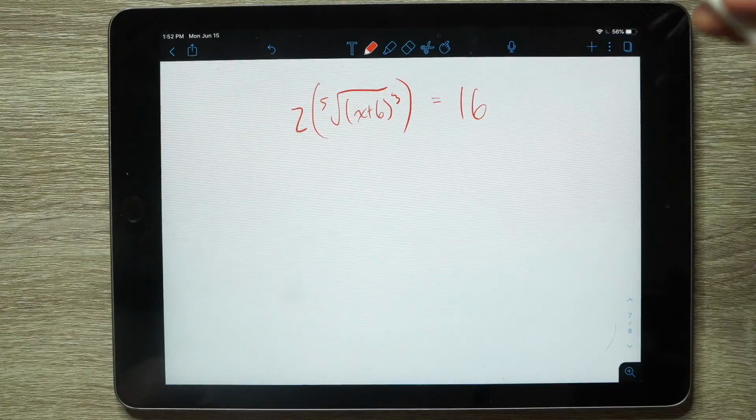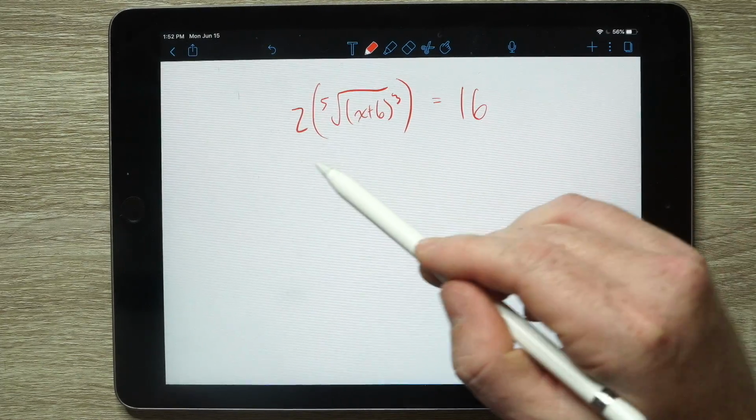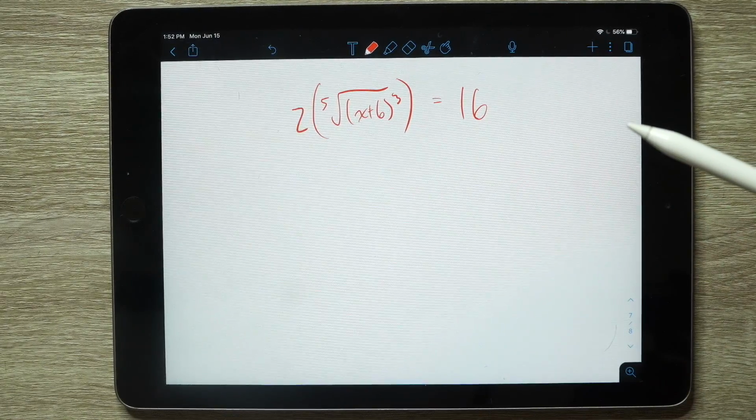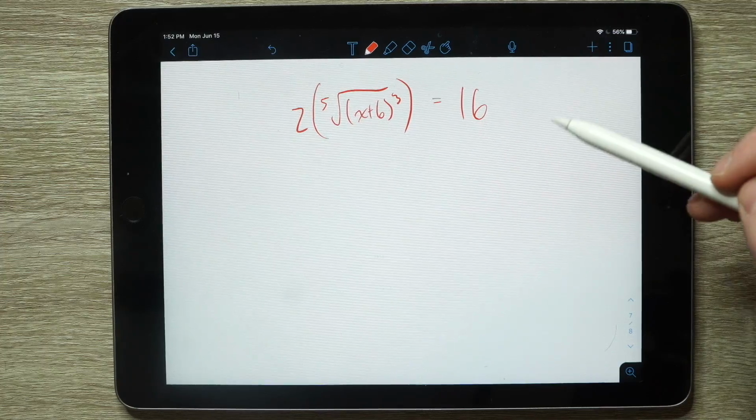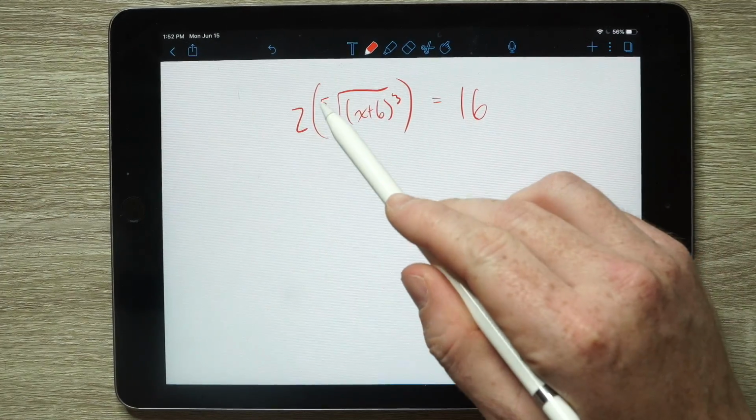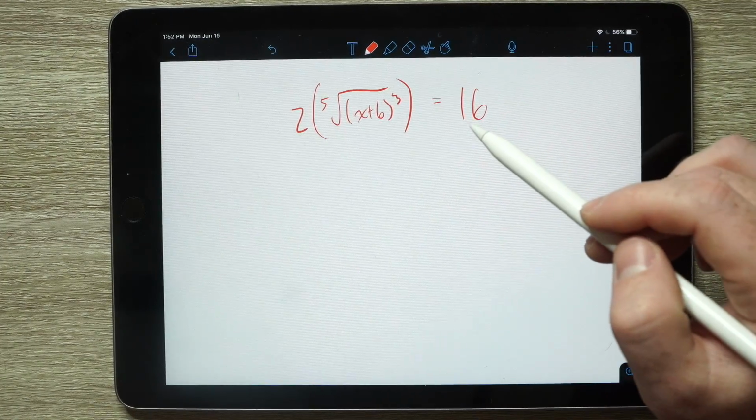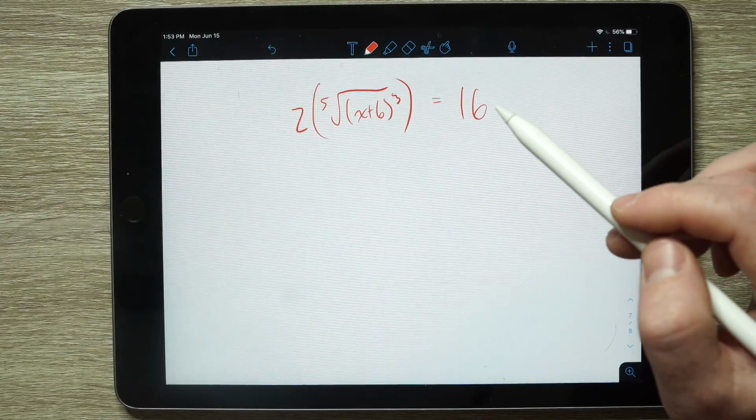So, what would we do next? You said, would you put all that to the power of 5 or? You're close. And I know you want to make that go away. But there's one thing we should do first.